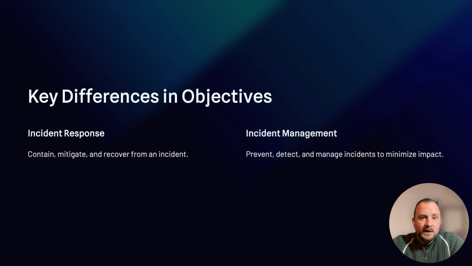Now, let's just take a few seconds to recognize the difference in the objectives, as you've heard me talk about in the previous two slides regarding the IR process and IM process. During your IR, you're mainly focusing on containment, mitigation, and recovery from an incident, whereas IM is there to prevent, detect, and manage incidents to minimize the impact.